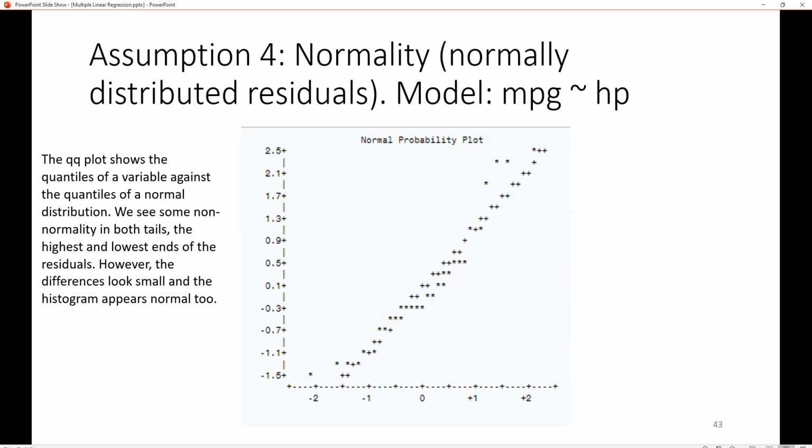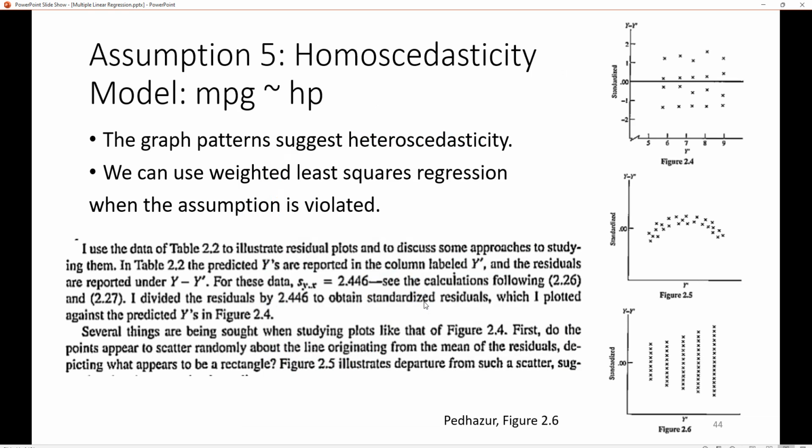Another way to assess normality is with the QQ plot, which shows the quantiles of variables against the quantiles of a normal distribution. We see some non-normality in both tails. However, the difference looks small, and we had a normal-looking histogram in the last slide. Assumption 5 is homoscedasticity.